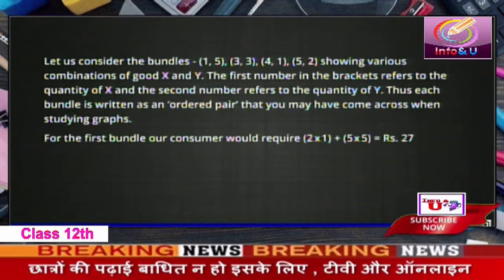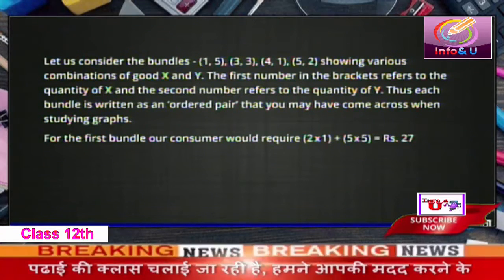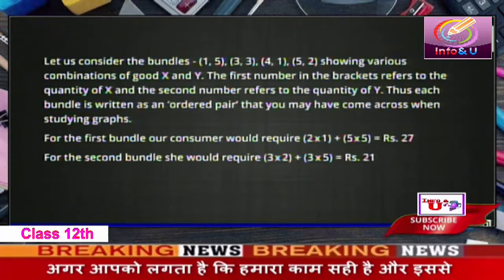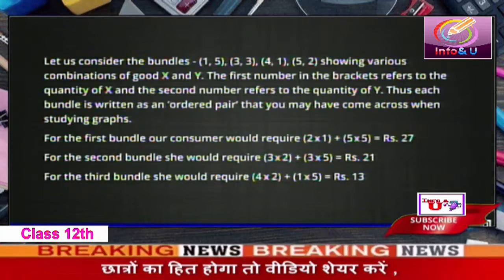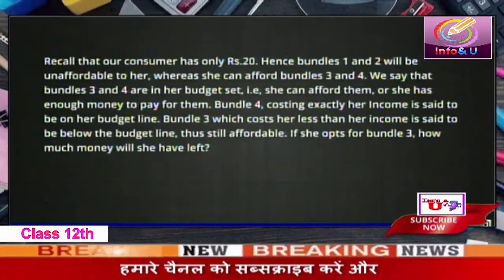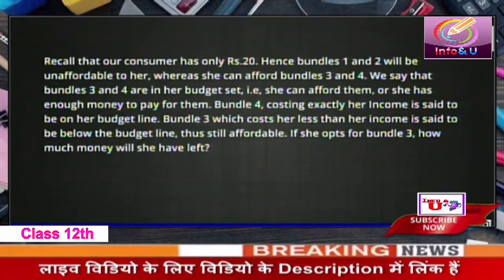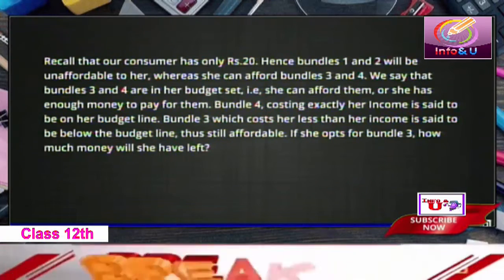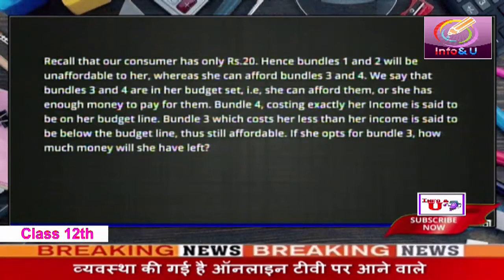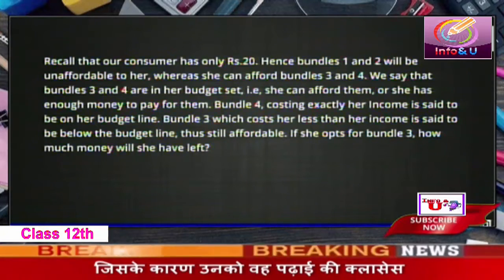For the first bundle, a consumer would require 2 into 1 plus 5 into 5 rupees, which is equal to 27 rupees. For the second bundle, she would require 21 rupees. For the third bundle, similarly, she would require 13 rupees, and for the fourth, 20. Recall that our consumer has only 20 rupees. Hence, bundles 1 and 2 will not be affordable to her, whereas she can afford bundles 3 and 4. We say that bundles 3 and 4 are in her budget set. That is, she can afford them or she has enough money to pay for them.